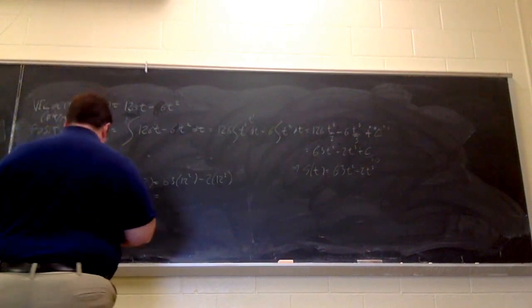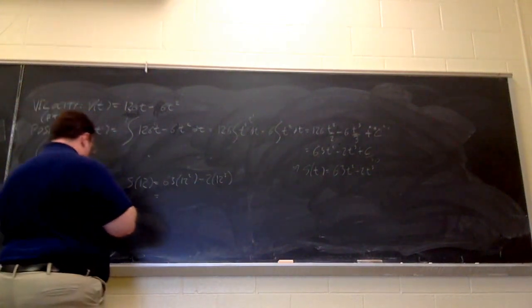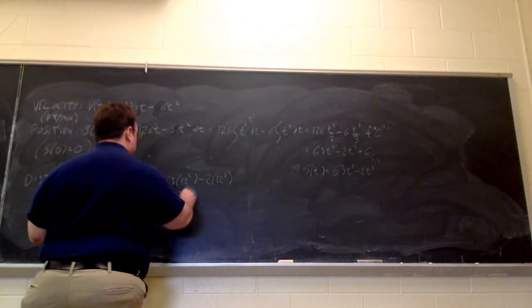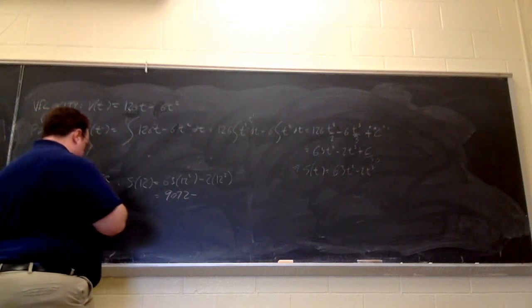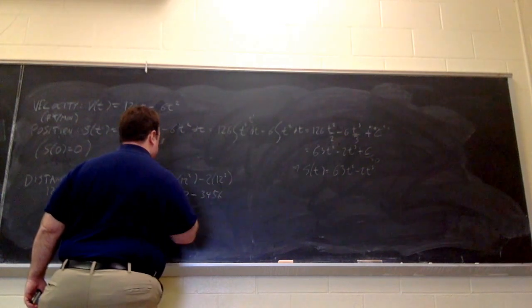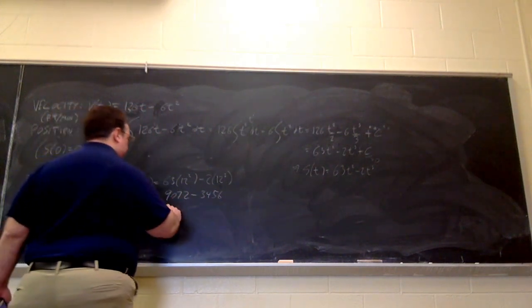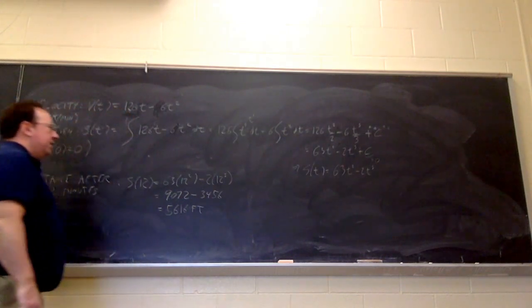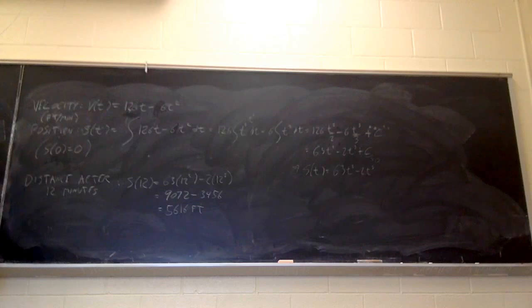So 12 squared is 144, so 63 times 144 is 9,072, minus 12 cubed is 1,728, times 2 is 3,456, and we get 5,616 feet. So after 12 minutes, the object with this velocity has traveled a total of 5,616 feet.